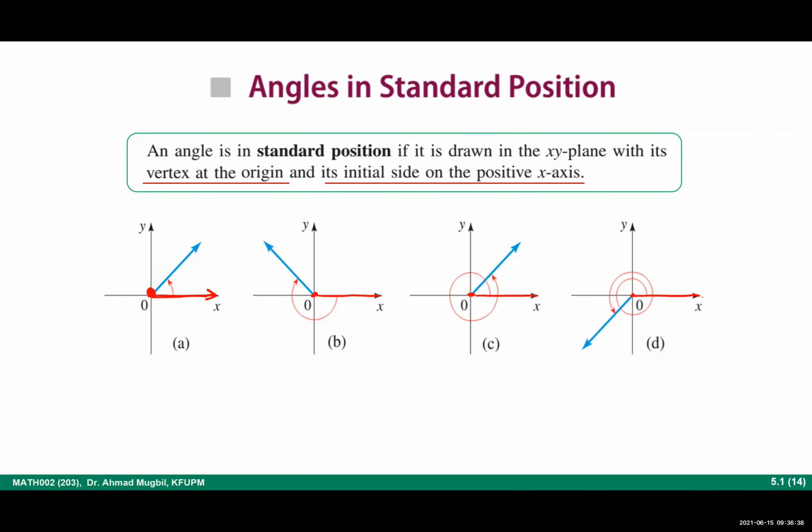Okay, now let me give you an example of an angle that is not in the standard position, like this. This one is not in the standard position. Why? Can I answer? Yes, please, anyone. Because it is not from the zero, yani. Yes, the vertex of the angle is not at the origin. It is not at 0, 0.